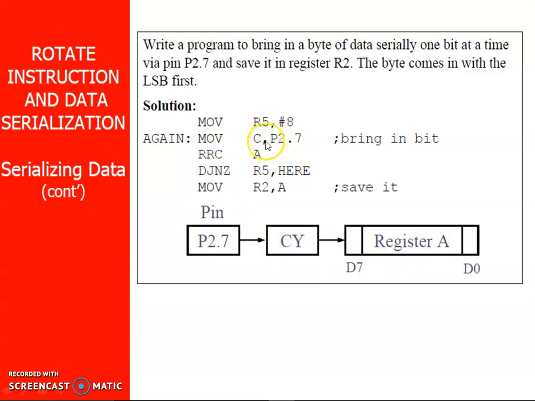So first put it in CY, then RRC A, this value will be shifted into the accumulator, then DJNZ R5, again. The label should be again instead of here.